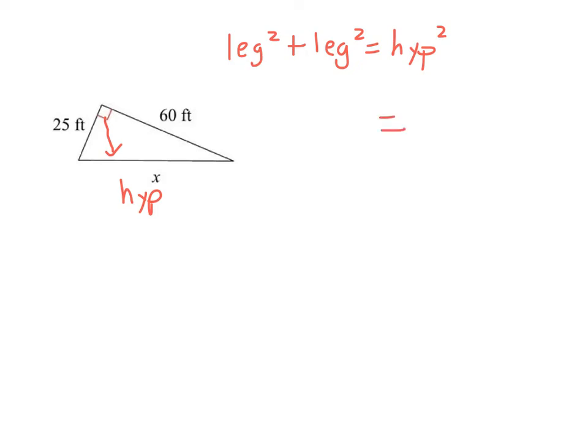So what I'm going to do is recopy this equation here in red, but I'm going to put in the numbers and letters that we have. For the first term, we have a leg. I'm going to choose 25. It doesn't matter if you'd use 60.